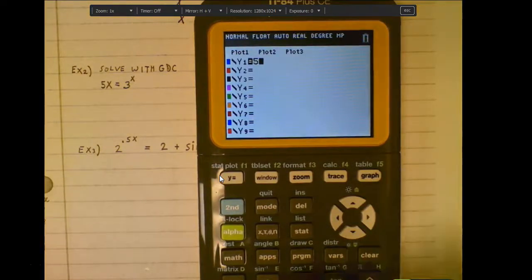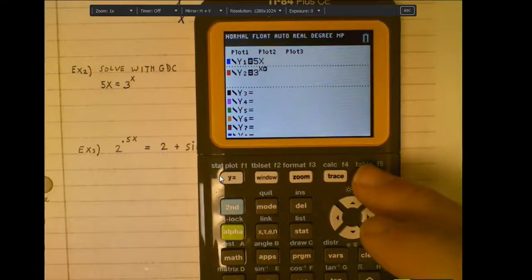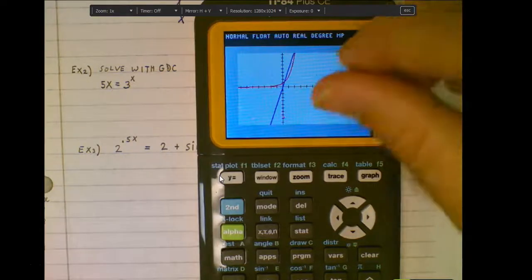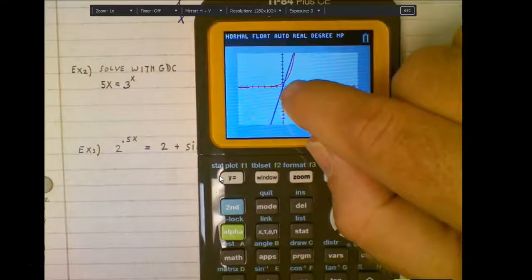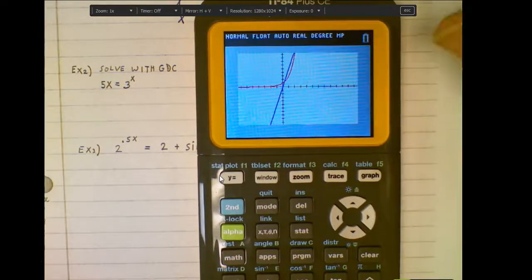So again, I'm going to do 5x as one graph. I'm going to do 3 to the x power as a separate graph, and I simply want to know where those two equations are equal to each other. So we got our 5x right there. We're going to get 3 to the x power right there, and so here's one thing you really got to be careful on. How many solutions do we have? Obviously, there's one solution right there where they intersect, but do they intersect again somewhere else?